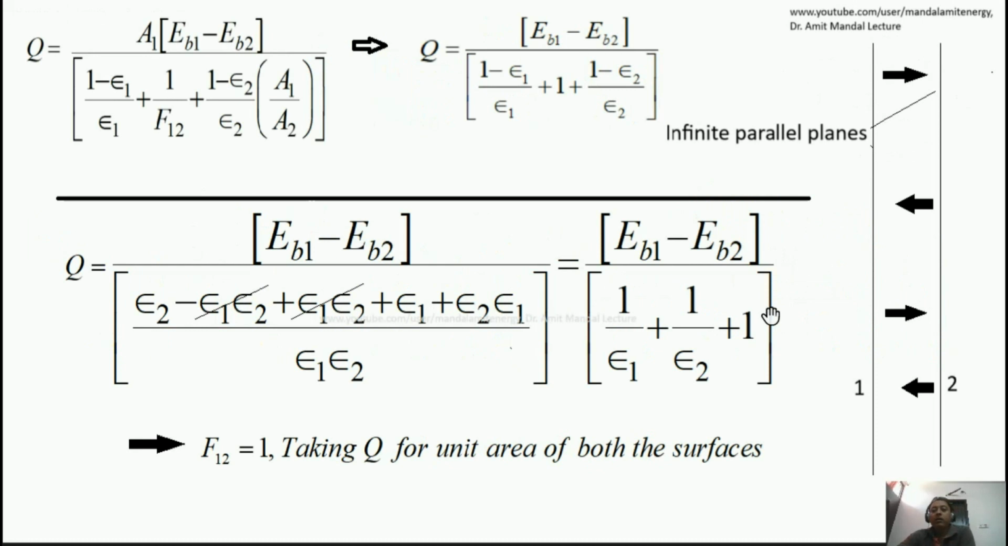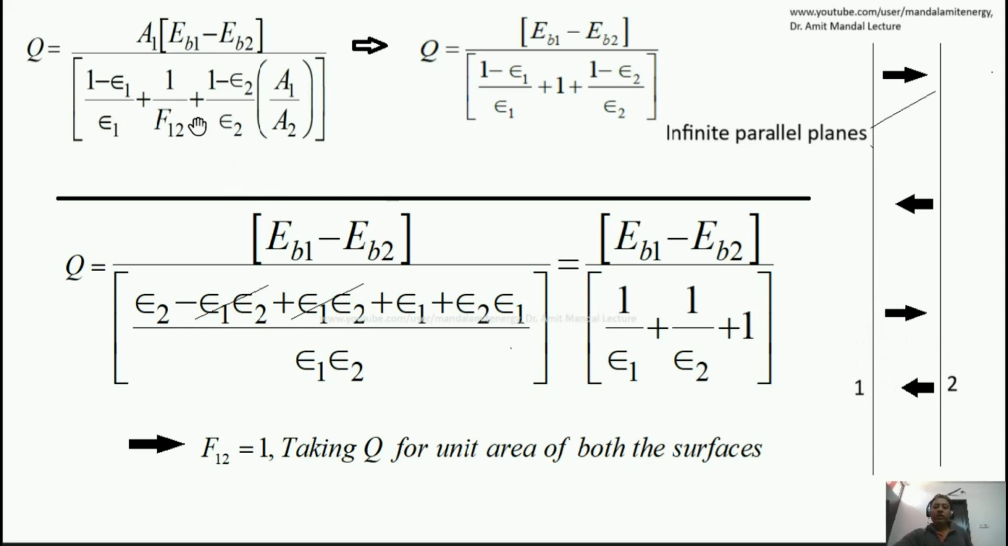Now, suppose I apply this formula to two infinite parallel planes, two gray surfaces. These two planes are gray and parallel and their dimensions are infinite. So I will take unit surface area of the two planes, so in place of A1 and A2 I can keep 1. Now the view factor of surface 2 with respect to surface 1 will be 1, the reason being whatever radiations are emitted are captured by surface 2 entirely. So F12 will be 1.